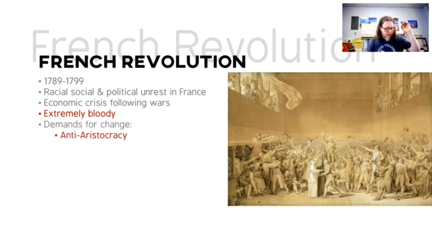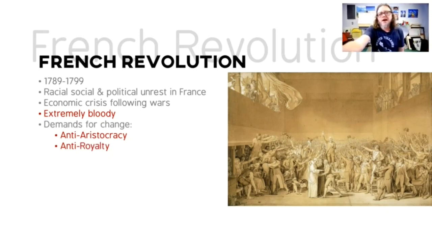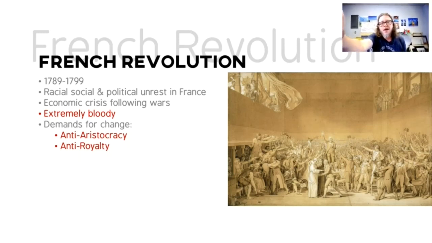Their demands for change: they were anti-aristocracy. They wanted the aristocracy gone. I mean, no one should have that kind of a position just by birth, is what the revolutionaries would say. They were anti-royalty, at least most of them. There were several who wanted to have a constitutional monarchy, but at the very least, they felt that the monarchy needed to be held more accountable to the people, because they felt the monarchy had become completely and utterly out of touch with everyday common people.